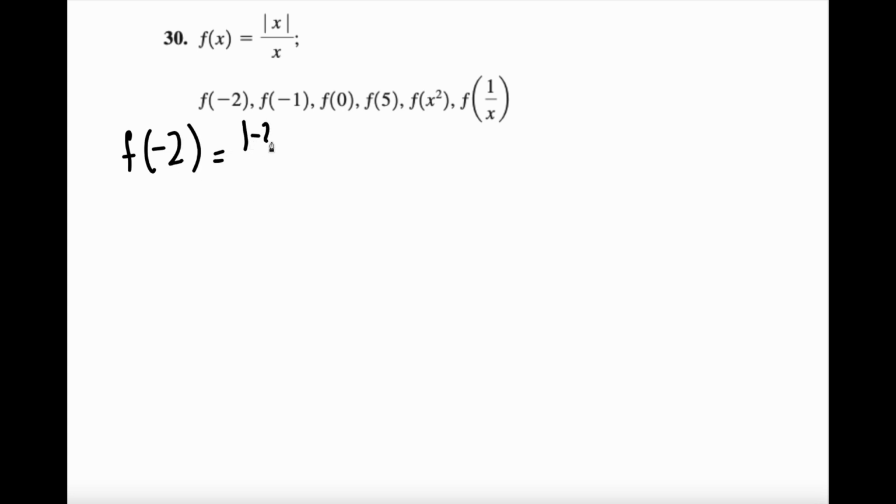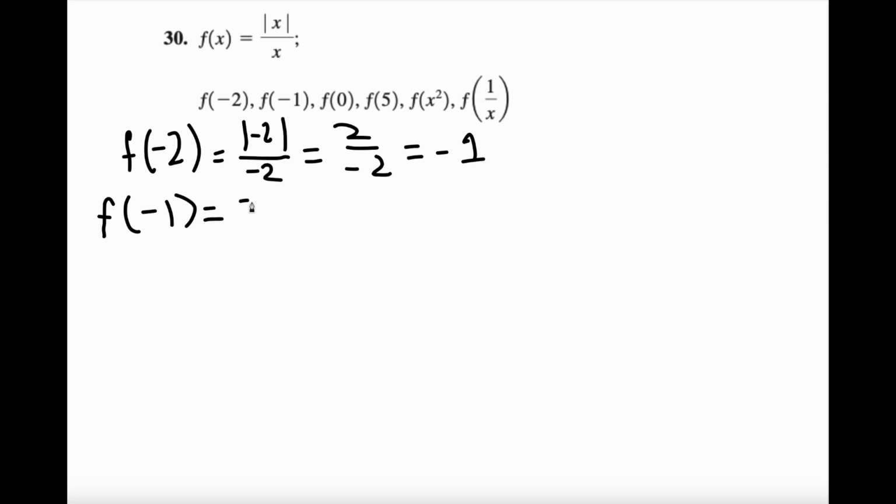So if you put -2 in the absolute value and -2 below, the absolute value would become positive, so it'd be 2 over -2 equaling -1. Now let's move on to x equals -1. We put -1 into the absolute value, and we would put -1 down here, which would equal 1 over -1, equaling -1 as well.